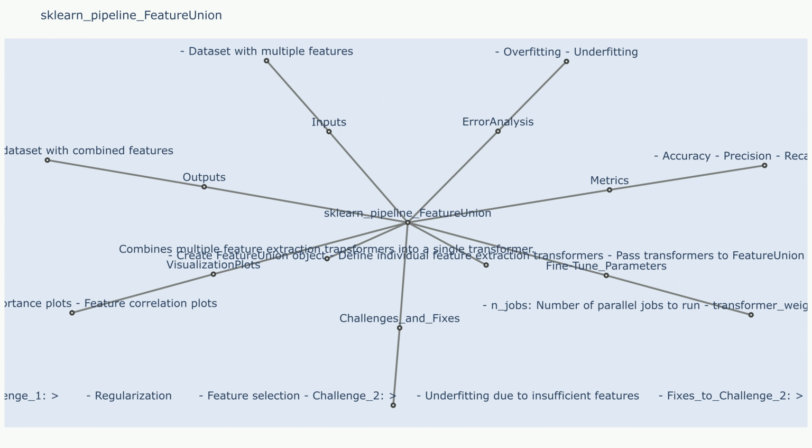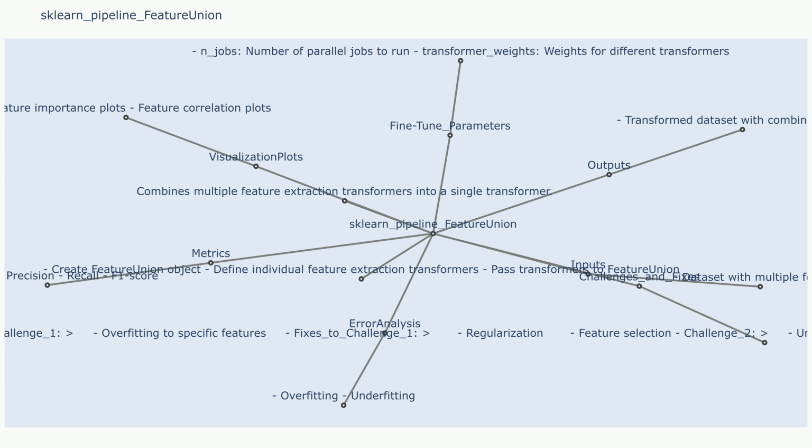Challenge 2. Dimensionality issues. Combining features from multiple transformers can lead to a high-dimensional feature space, which might cause problems for some machine learning algorithms. Sample use case that resulted in challenge 2. Combining data from text features, e.g., using TF-IDF and numerical features, e.g., using standard scaling can lead to a very high-dimensional feature space.